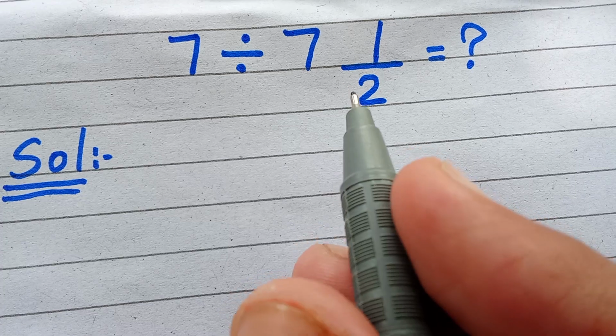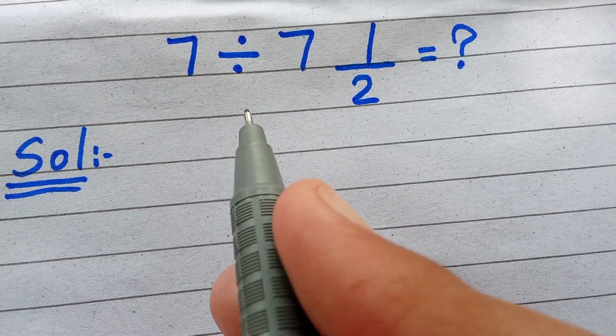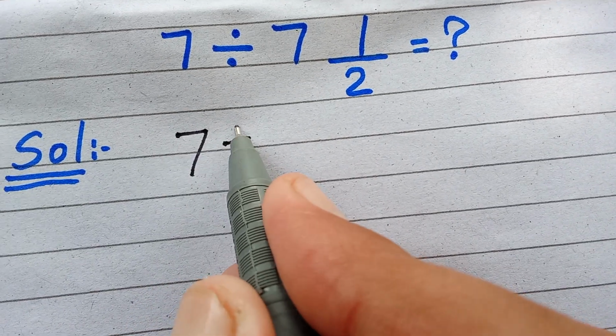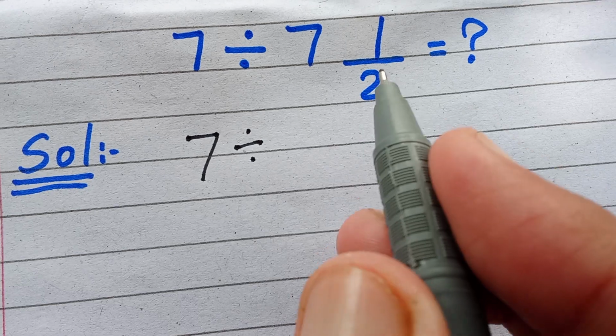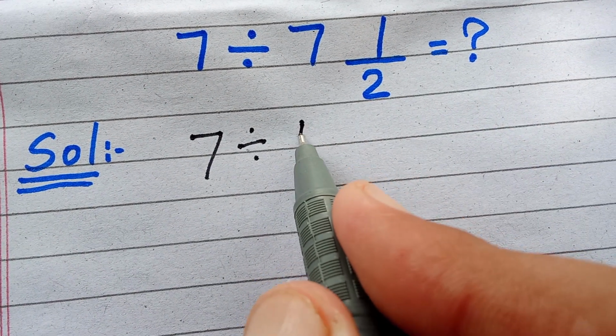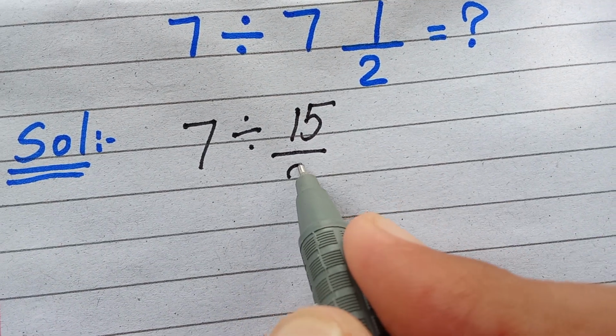So firstly we can change this mixed fraction into an improper fraction. So 7 divided by 7 times 2, which is equal to 14, and 14 plus 1, which is equal to 15. So 15 divided by 2.